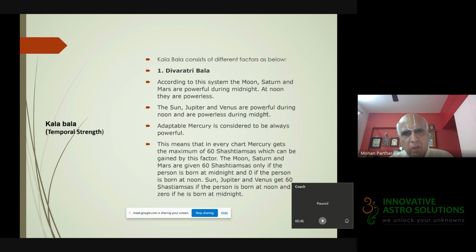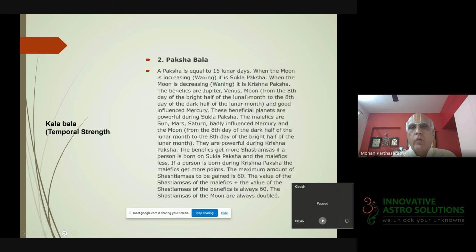And at noon time, they are powerless. Sun, Jupiter and Venus are powerful during noon and they are powerless at night. Mercury is adaptable and it is considered always powerful. So this means that in every chart, Mercury gets the maximum 60 Shashti Amsas. Moon, Saturn and Mars are given 60 Shashti Amsas only if the person is born at midnight, or zero if the person is born at noon. Sun, Jupiter, Venus get 60 Shashti Amsas if the person is born at noon, and zero if the person is born at midnight. So then we go to Paksha Bala.